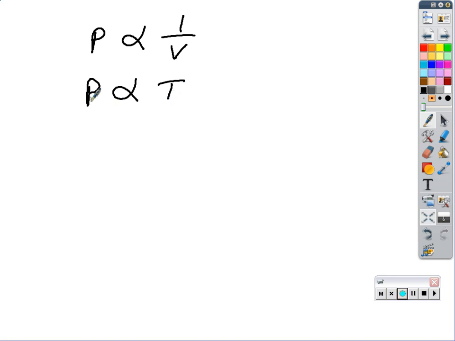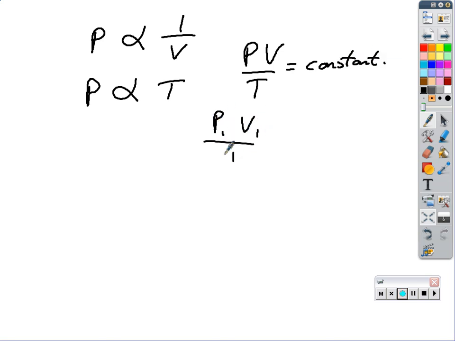So we can also say now that PV over T equals a constant, and that also reads as P1 V1 over T1 equals P2 V2 over T2. That is the general gas equation. That means that you can calculate the pressure before, the pressure after, if you have either temperature or volume before and after.